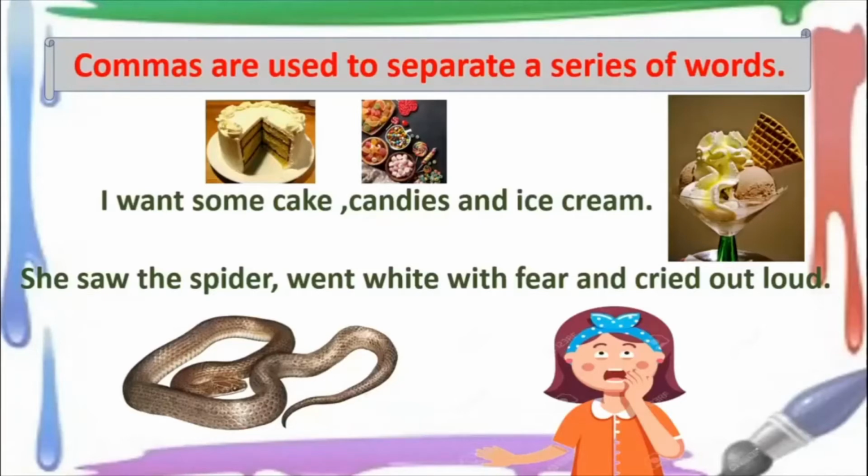So if I had used only a full stop and I did not know how to use a comma, I would have said, she saw the snake, full stop. She went white with fear, full stop. And she cried out loud, full stop. But now I know how to use a comma, so I have said, she saw the snake, comma, went white with fear and cried out loud.